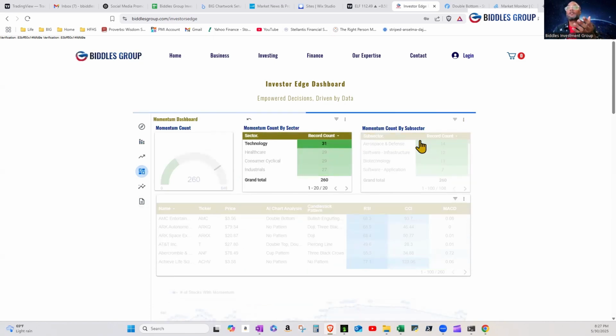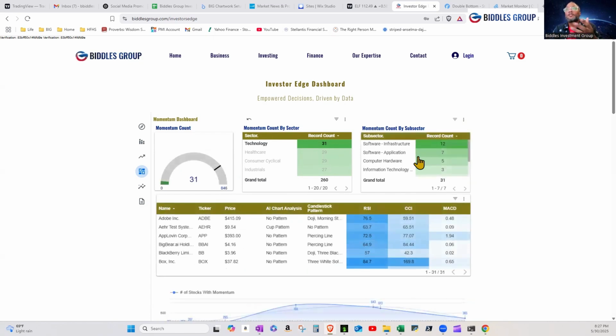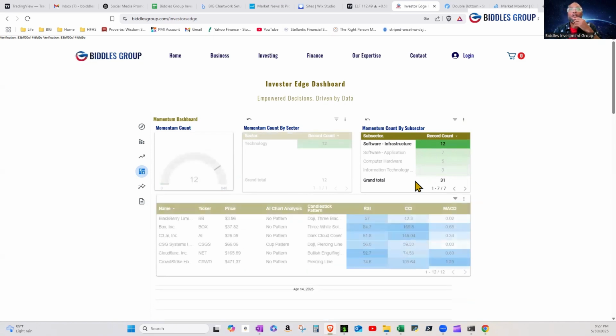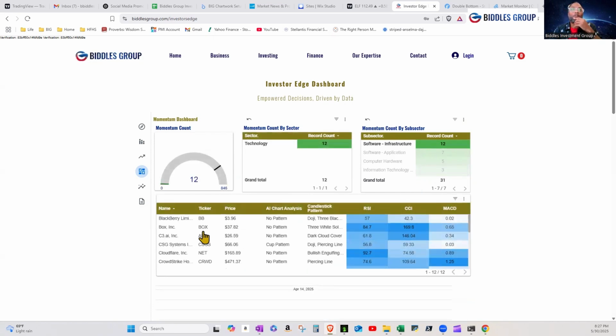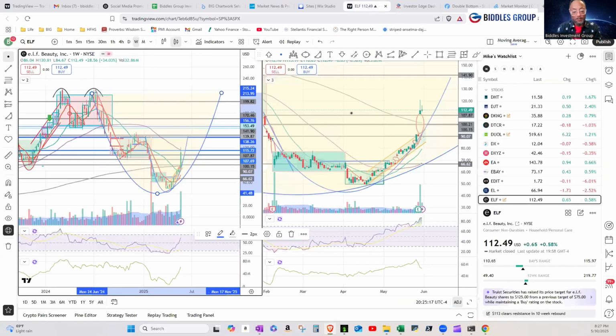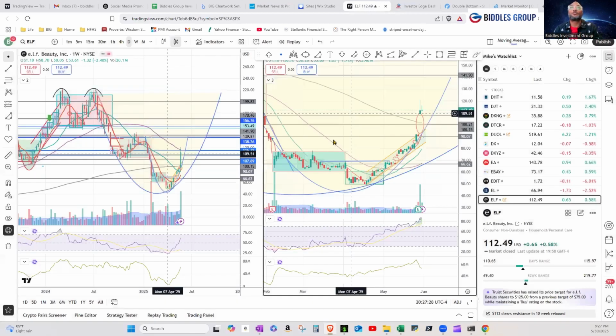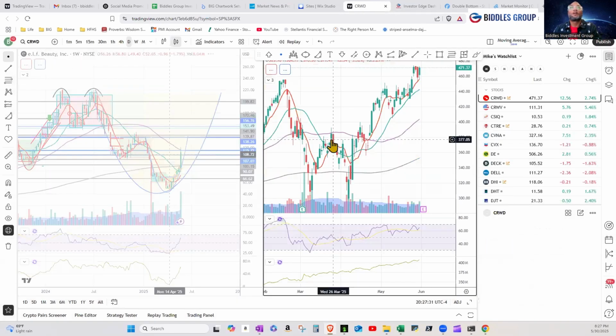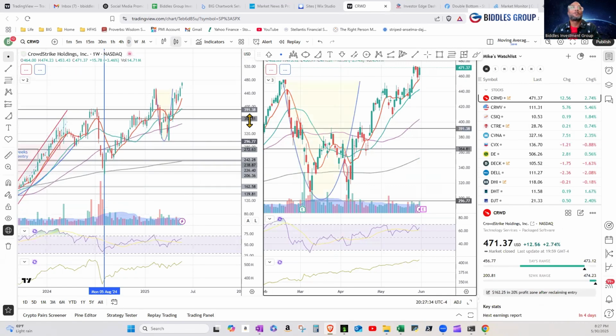Let's go to the subsector. Software application, infrastructure, computer hardware. So let's take a look. We got BlackBerry, Box, AI, CSGS, Net, Crowd. So let's take a look at some of these. CRWD. It's got the juice. And you can see it's got the juice.